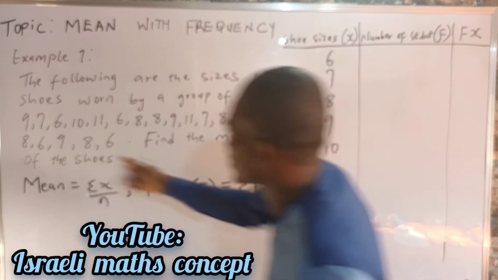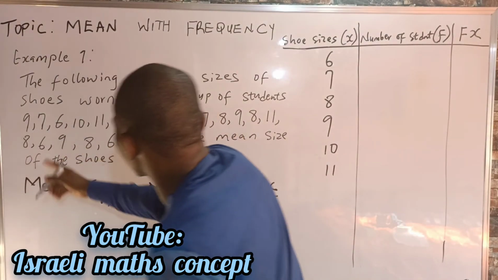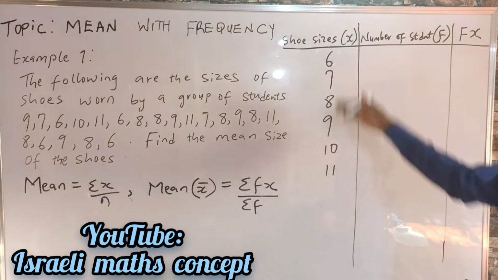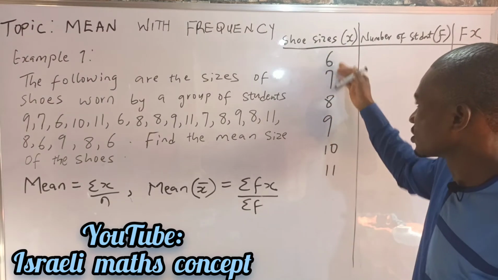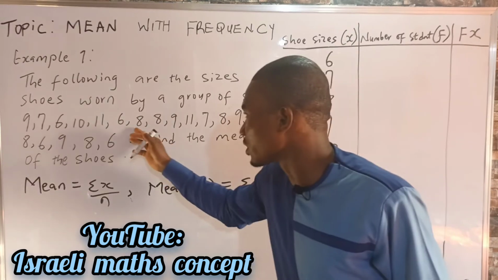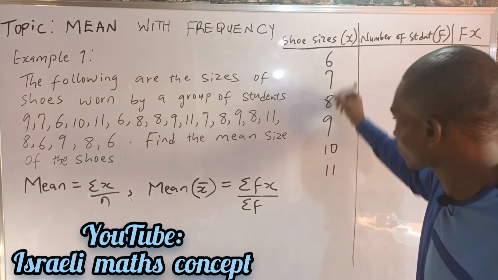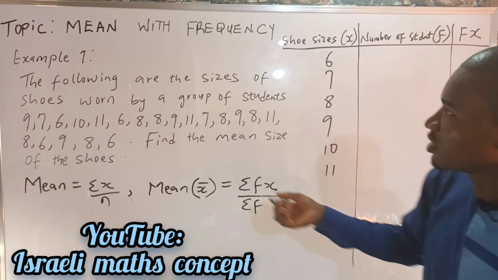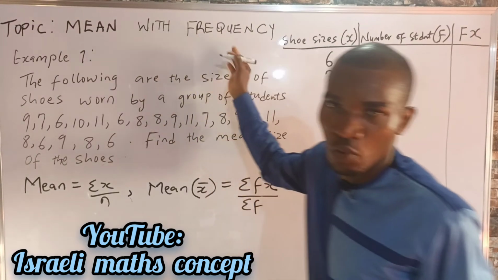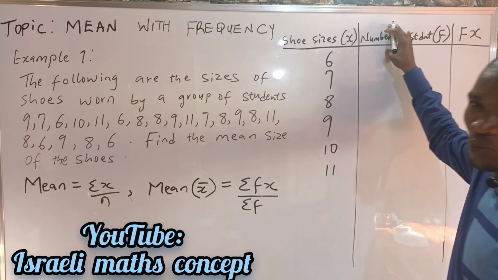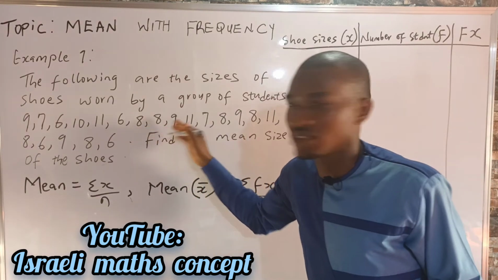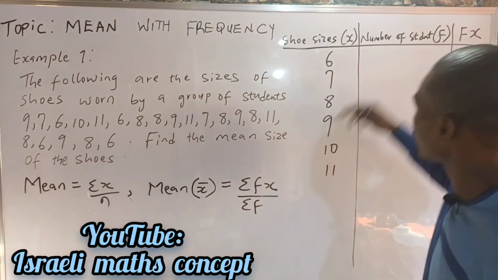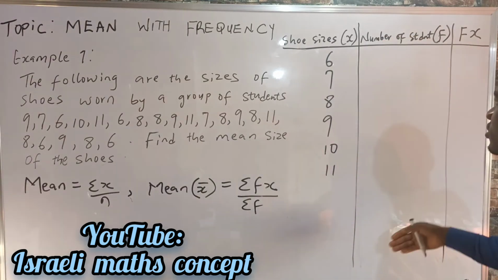Is there any 12? We check. If there is no 12, we are through. So these are the sizes of the shoes we have. We are not repeating the values. For example, we have more than one 8 here, so we are not going to write the 8 again, because we are treating the mean with frequency. At the part of the frequency, that is when we begin to consider how many values of 8 as a size do we have here. That is what we're going to enter in the next column.